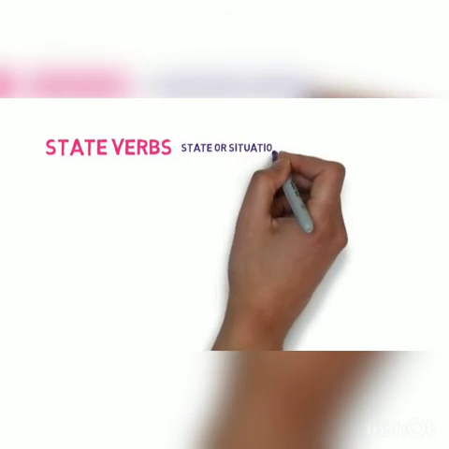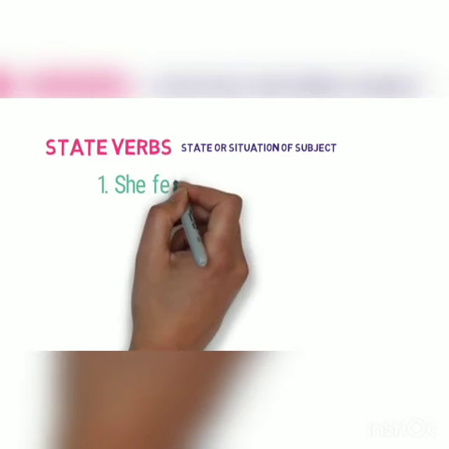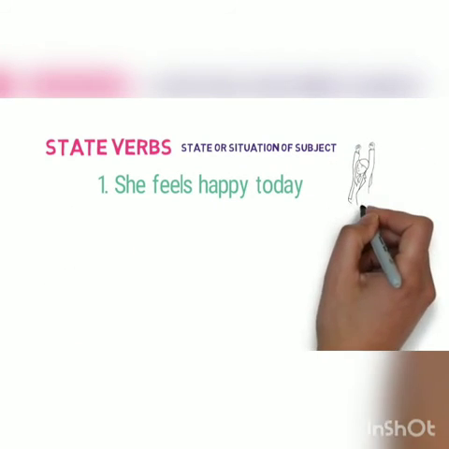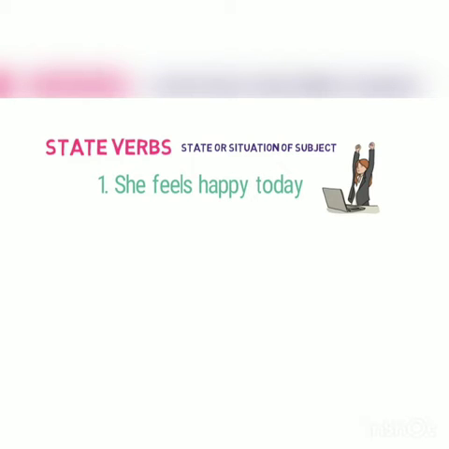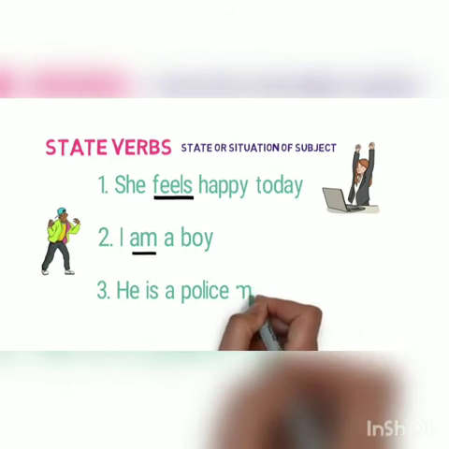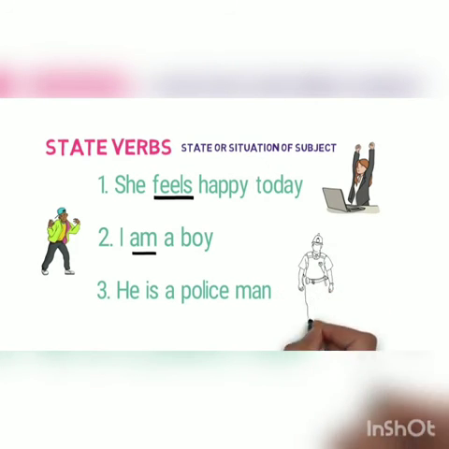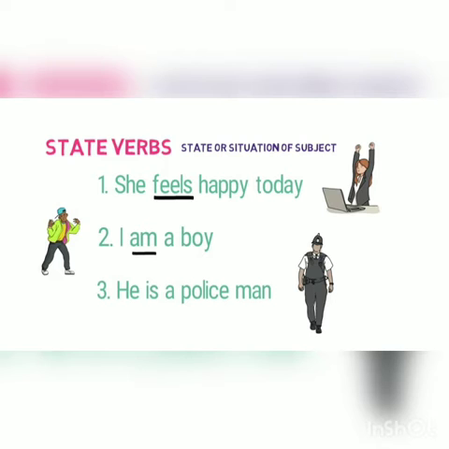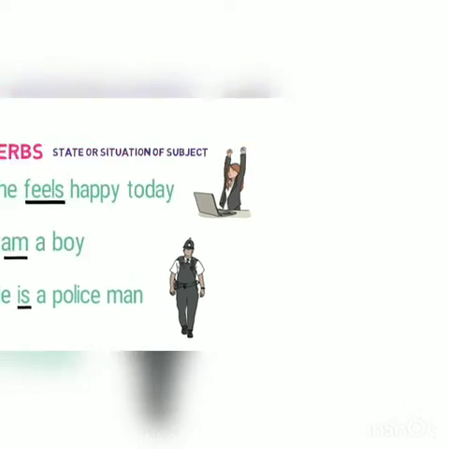Now, let's look into the state verbs. They define the state or situation of subjects. First, she feels happy today. Here, what is the state of the girl? It's feeling happy. So, feels is a state verb. Second, I am a boy. Here, how do we define whether he is a boy or not? Using am as a state verb. Third, he is a policeman. Here, the state of that person is that he is a policeman. So, is is used as a state verb here. So, remember, verbs tell about the action or state of the subject.